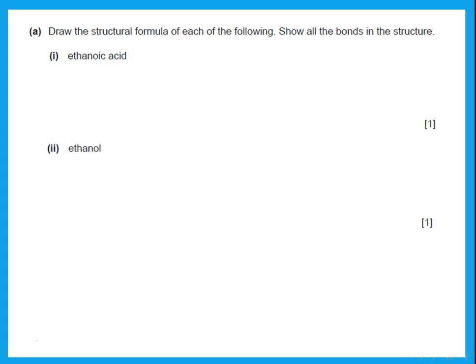The first thing you ask yourself, eth is how many carbons? 2 carbons. Oic acid means it must have C double bond O, single bond OH. So that is the acid part. And then you complete the structure so that each carbon must have a total of 4 bonds. So that first carbon needs 3 hydrogens in addition to the bond to the carbon. And that carbon already has double bond O, single bond OH, so you don't put any hydrogens on it. So that is ethanoic acid.